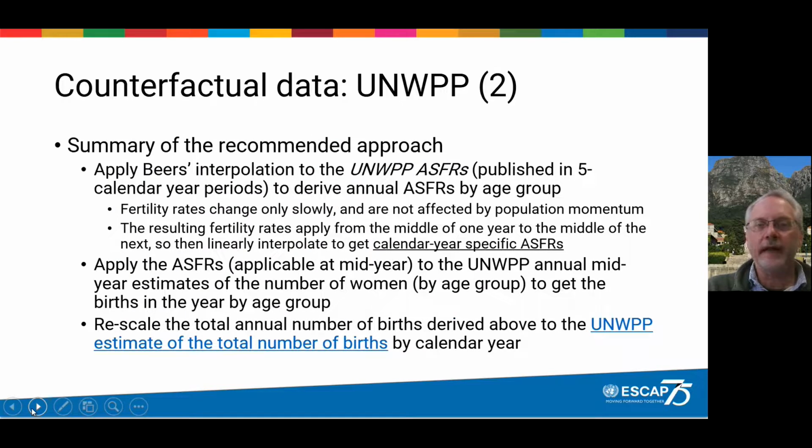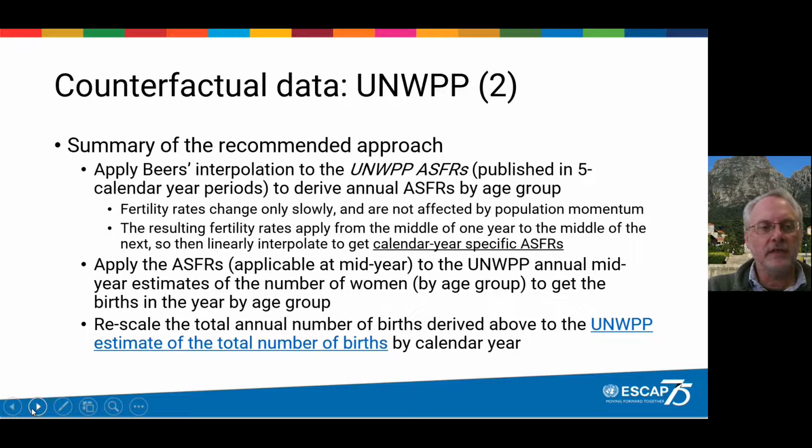In summary, then, the recommended approach is that we will be applying Beers interpolation to the UNWPP ASFRs, the age-specific fertility rates, published in 5 calendar year periods to derive annual age-specific fertility rates by the age group of the mother. We do this not least of all because fertility rates change only slowly and are not affected by population momentum. However, the resulting fertility rates derived from that Beers interpolation will apply from the middle of one calendar year to the middle of the next calendar year. And so we'll have to then linearly interpolate to get calendar year specific, age specific fertility rates.